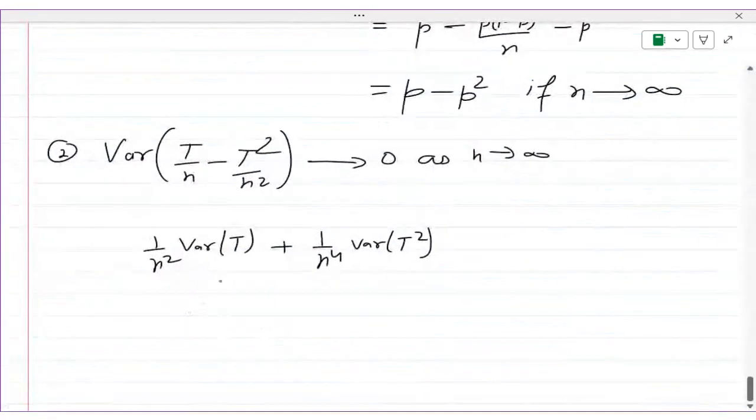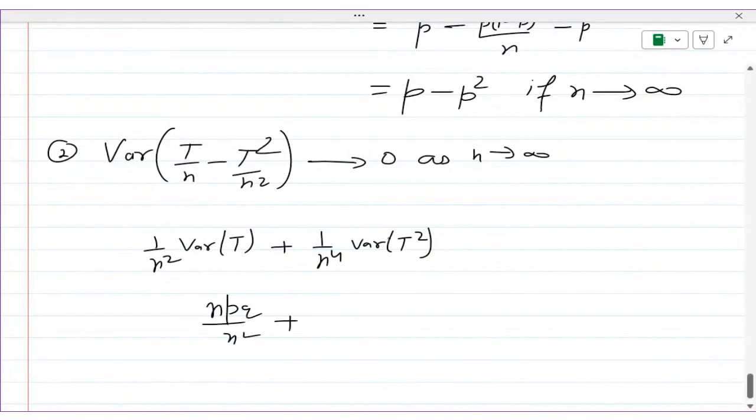Now, what is the variance of t? T is a binomial random variable, so its variance is npq divided by n square, plus what is the variance of t square? Variance of t square.